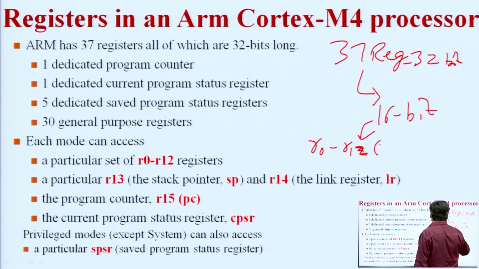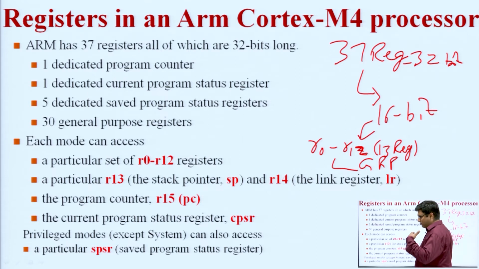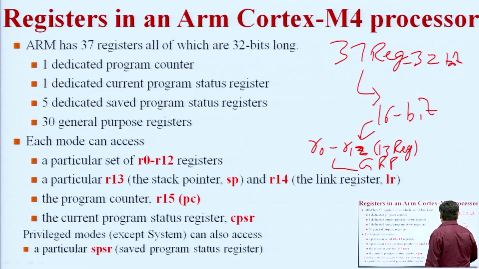a total of 13 registers, are utilized as general purpose registers. They have a general function. They are available to the user for general functions. Okay, they are the general purpose registers, and from R13 to R15, that is R13, R14 and R15, these are available as special function registers. So we are left with 3 registers.